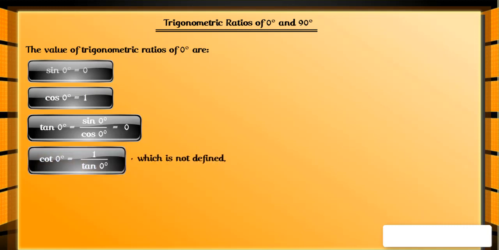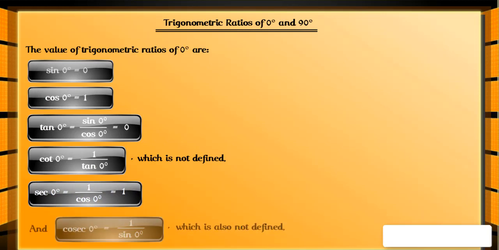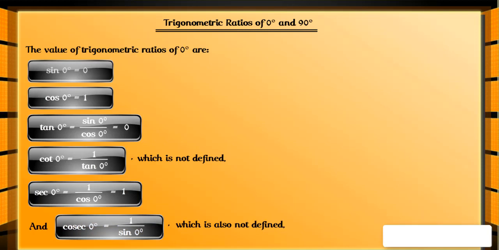Cot 0 degrees is equal to 1 upon tan 0 degrees, which is not defined because division by 0 is not defined. Sec 0 degrees is equal to 1 upon cos 0 degrees, which is equal to 1. And cosec 0 degrees is equal to 1 upon sin 0 degrees, which is also not defined.